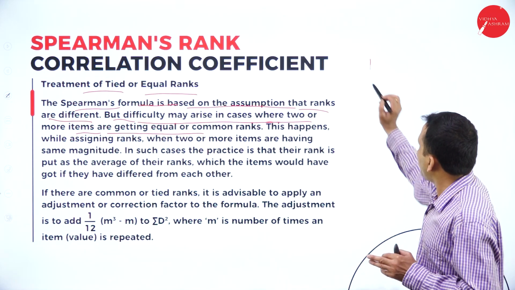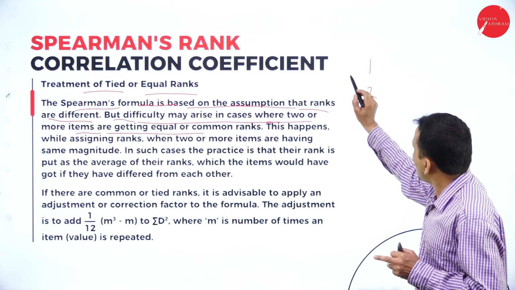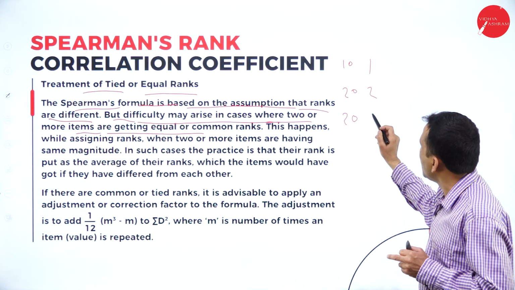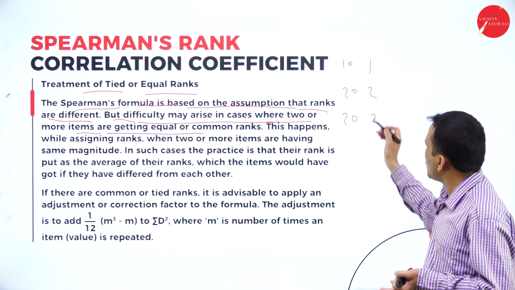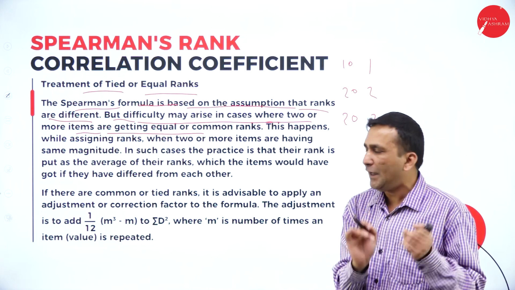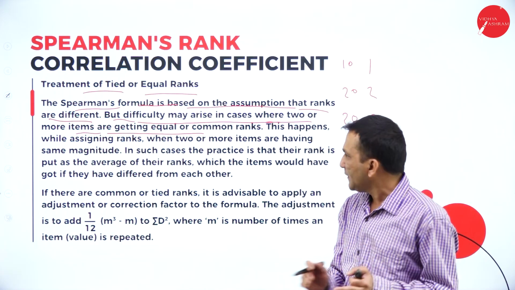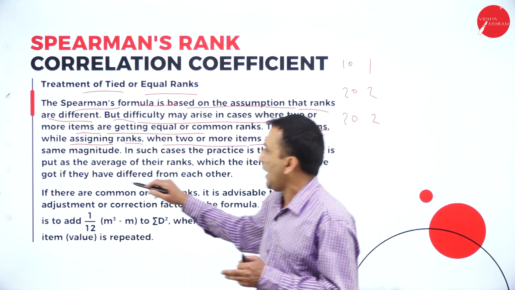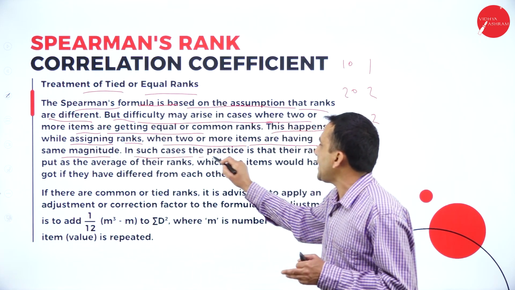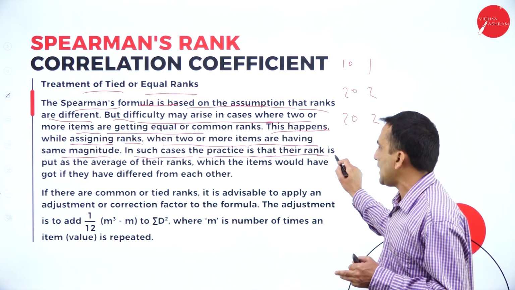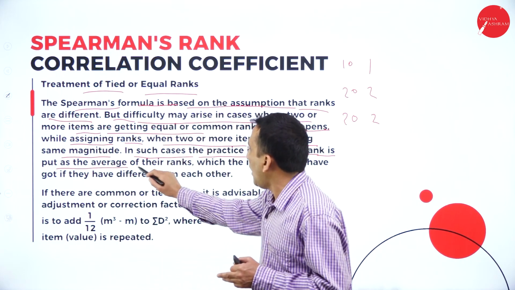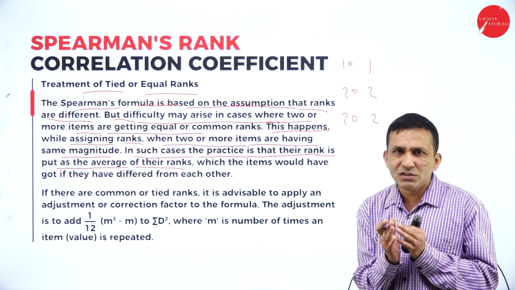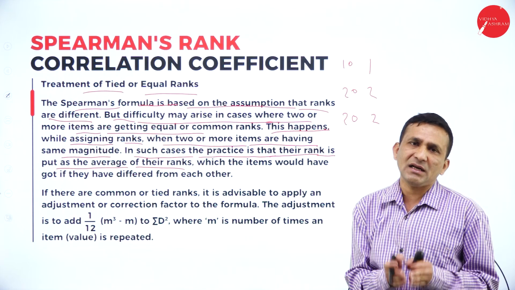For example, the first student got 10 marks, the second student got 20 marks, and the third student also got 20 marks, so I just want to rank them the same. The procedure is very simple to understand. This happens while assigning ranks when two or more items have the same magnitude. In such a case, the practice is that their rank is put as the average of their ranks. Why? Because we need to assign equally; we cannot ignore it.